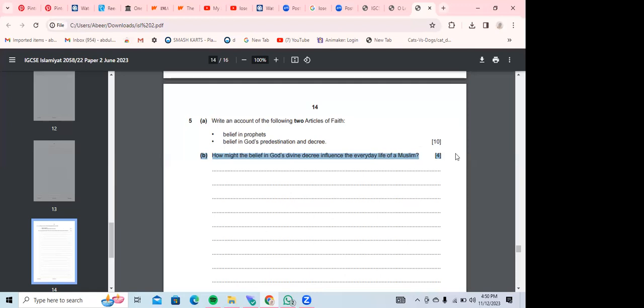For example, if a Muslim is in pain and they are praying, how can it happen? So you have to tell all of that, how God's divine decree can influence a person's life nowadays.